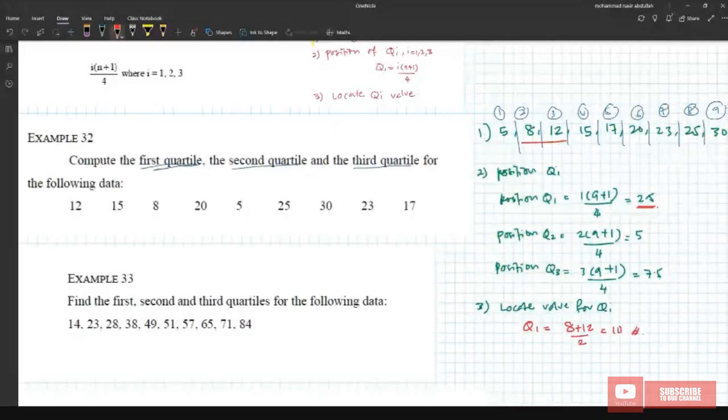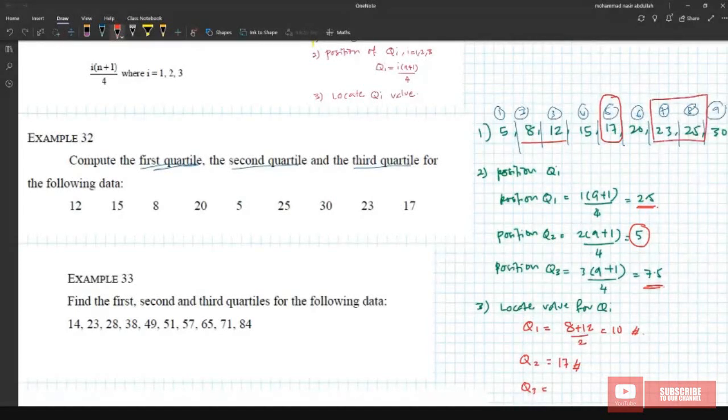Quartile number 2 is position number 5. So position number 5 is 17. So quartile 2 is 17. And quartile number 3 is at position 7.5. Position 7.5 is between 23 and 25. So 23 plus 25 divided by 2 should be equal to 24. So we already have the values of quartile 1, quartile 2, and quartile 3.